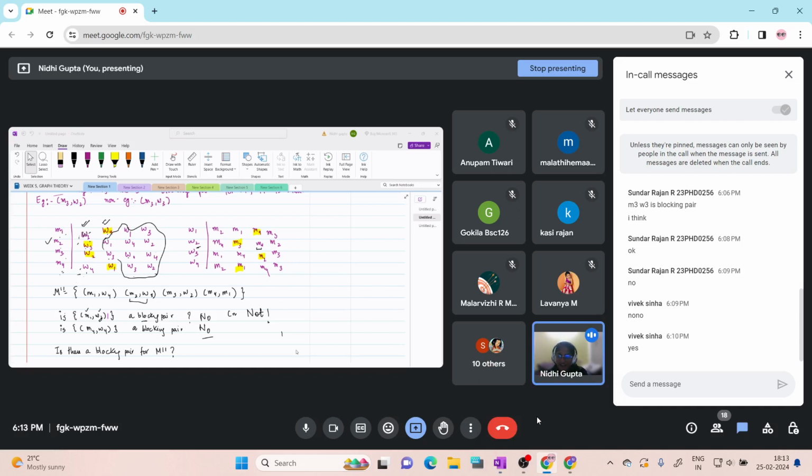Does everyone understand three things? First, why M1W2 and M4W4 are not blocking pairs, and why this matching has no other blocking pairs. That is why this matching is stable. Any doubts in this?